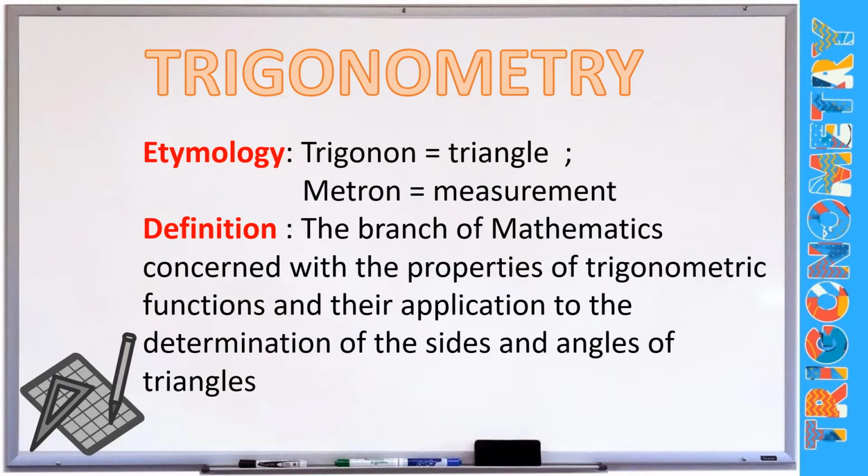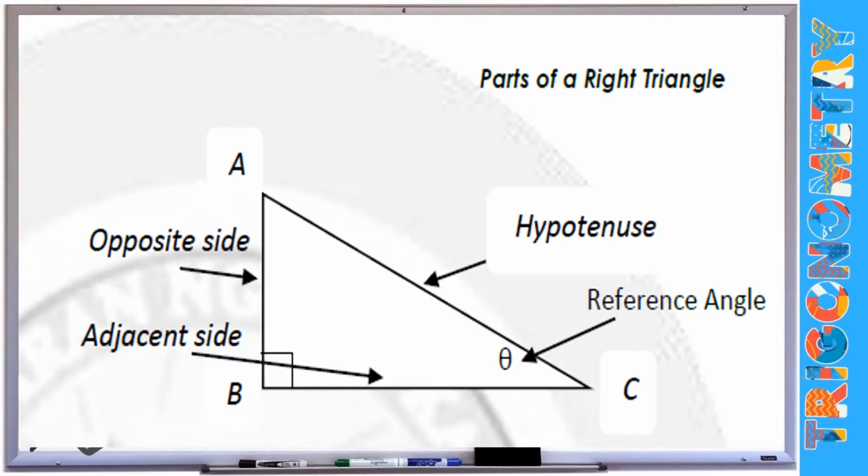So let's start off with our trigonometric ratios. To be able to define these trigonometric ratios, let's have first the parts of a right triangle. We are going to solve different kinds of triangles in trigonometry. It's either a right triangle or an oblique triangle. In this first part of our lessons, we will be having the right triangles. So let's have first the different parts of our right triangle.